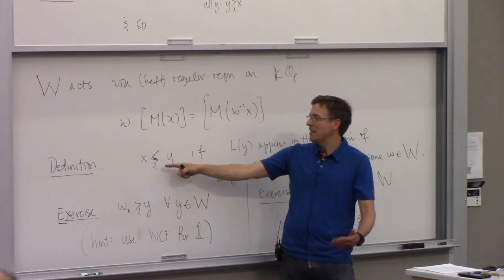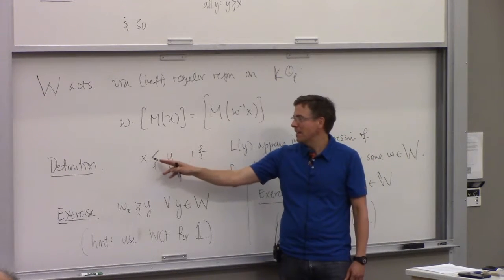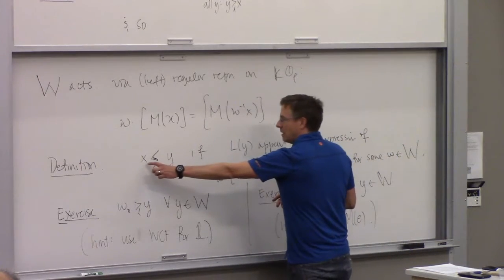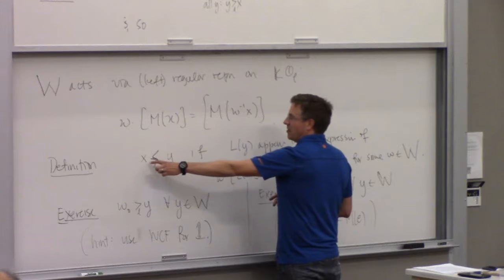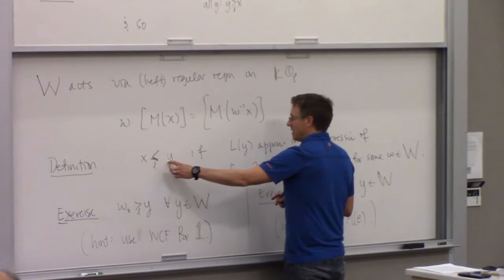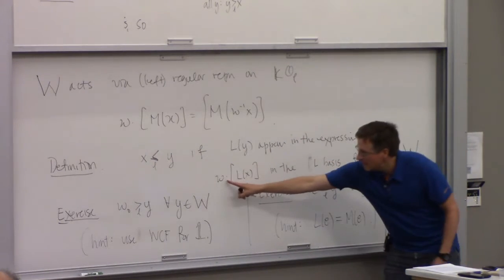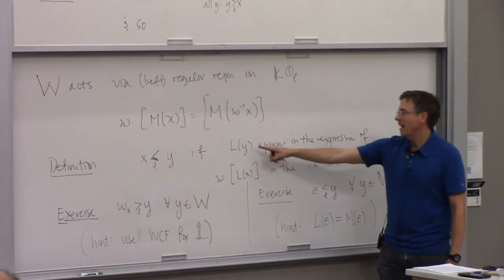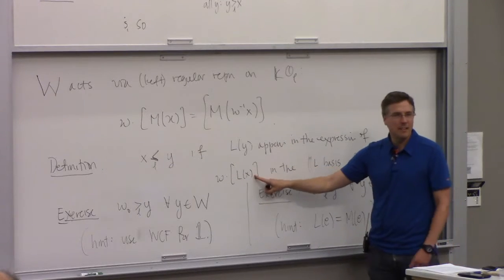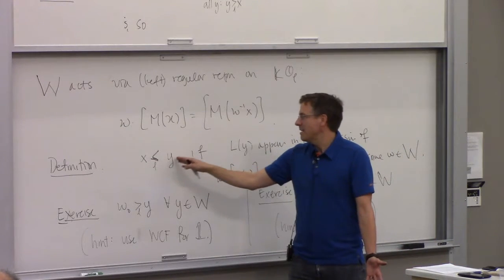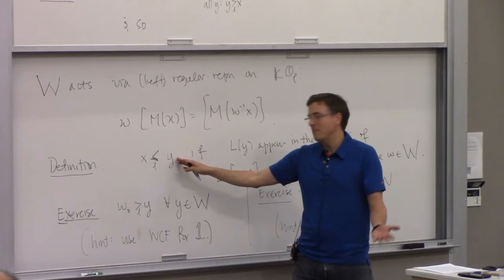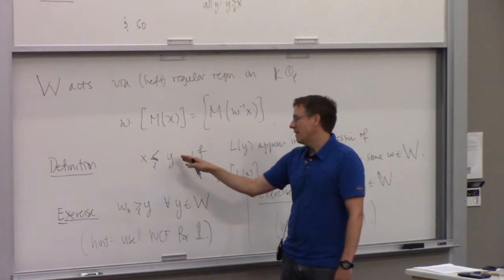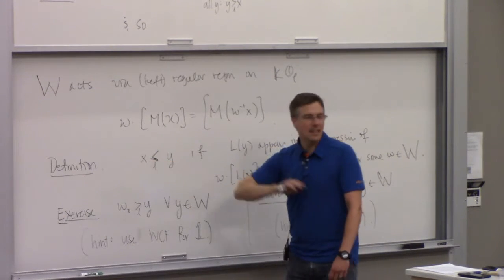So there's been some lobbying effort on the part of the audience to make it less than or equal to. Why? Because in this definition, x is less than or equal to itself, because I could just take w to be the identity. If I take w to be the identity, then L of x appears in the identity applied to L of x. So x is less than or equal to itself, and that is less in this left pre-order than itself. So maybe it would be better to write less than or equal to.